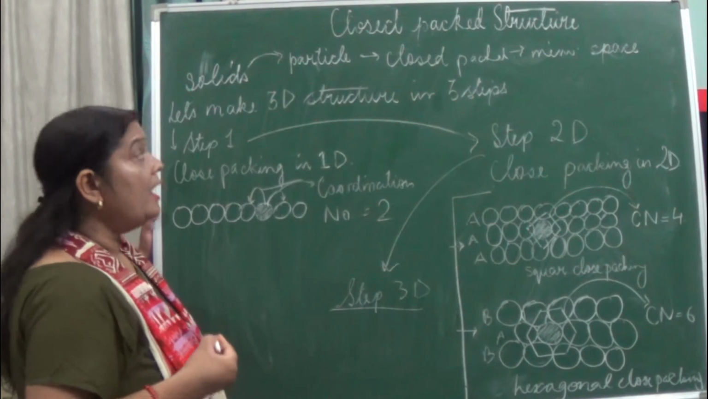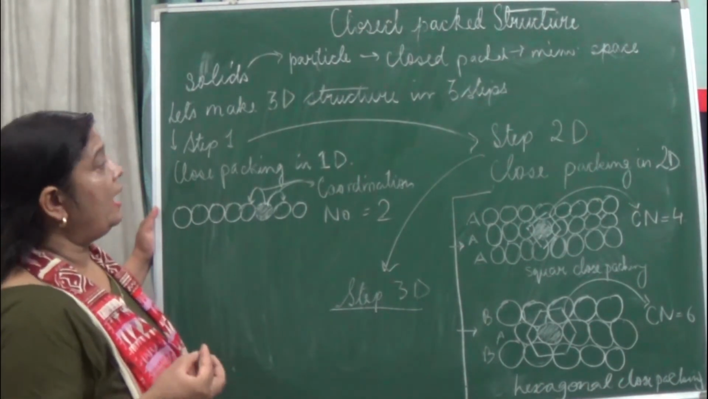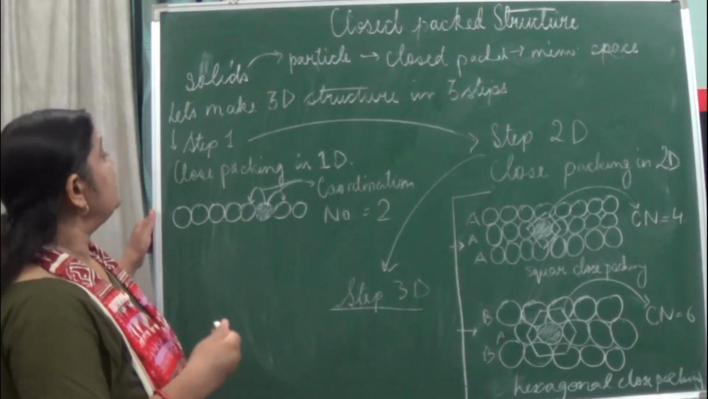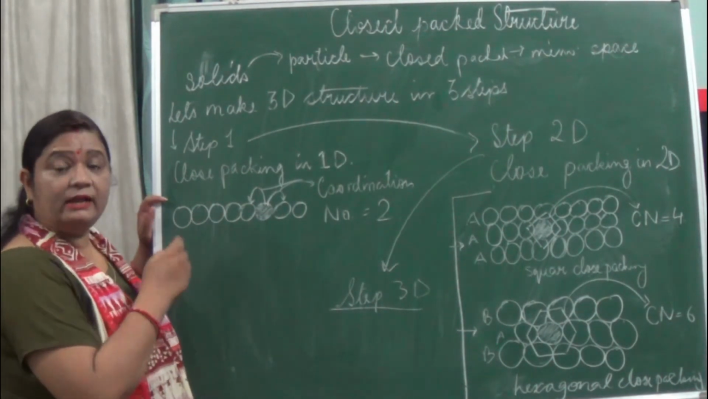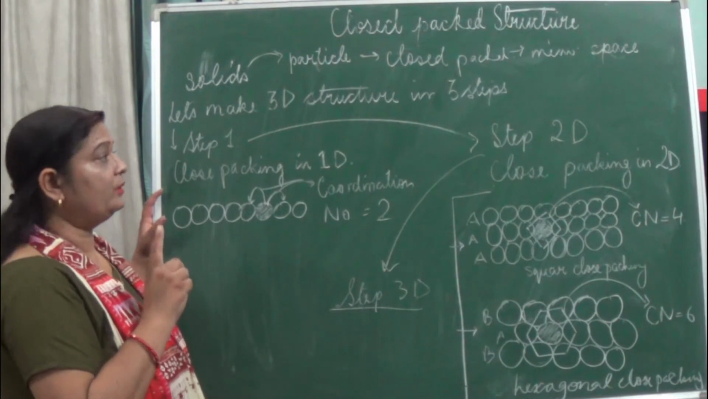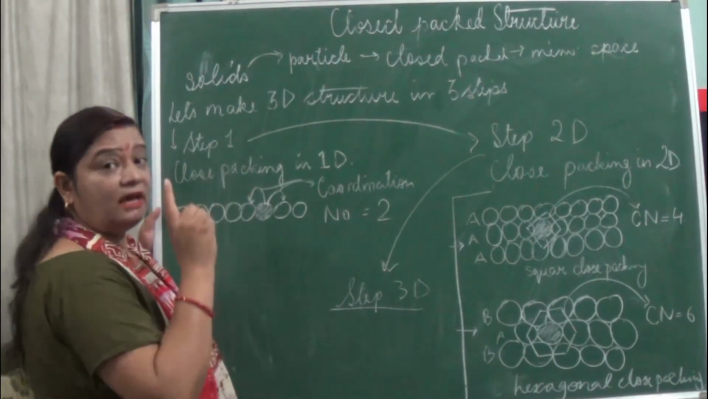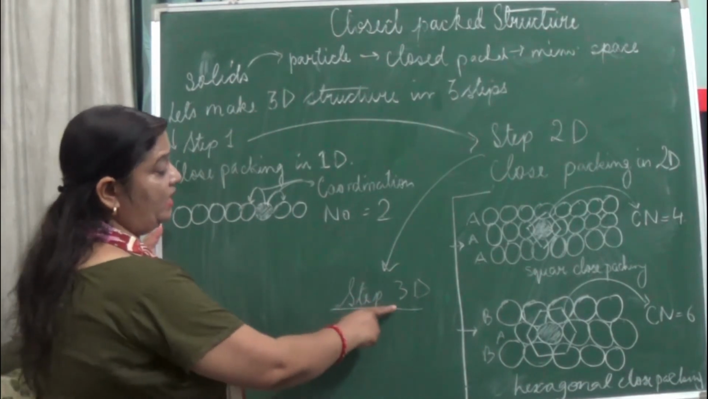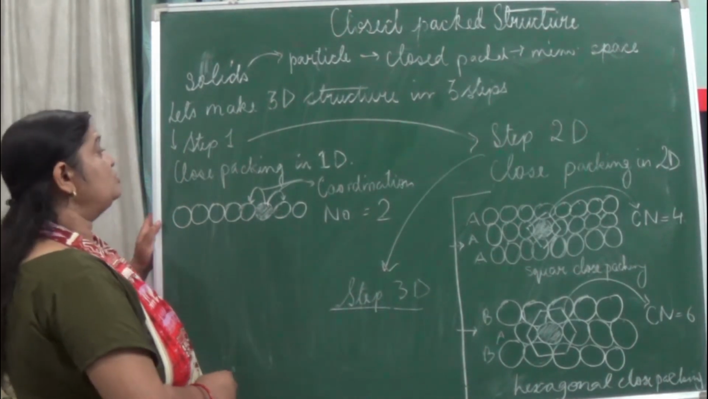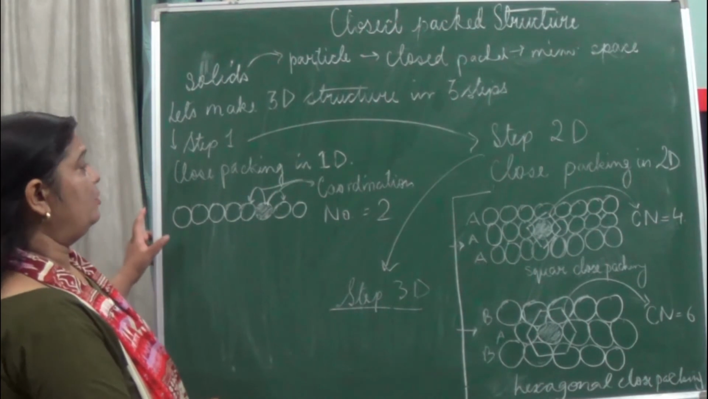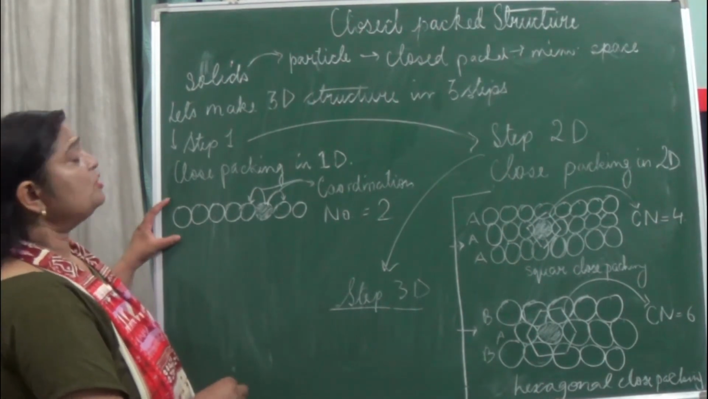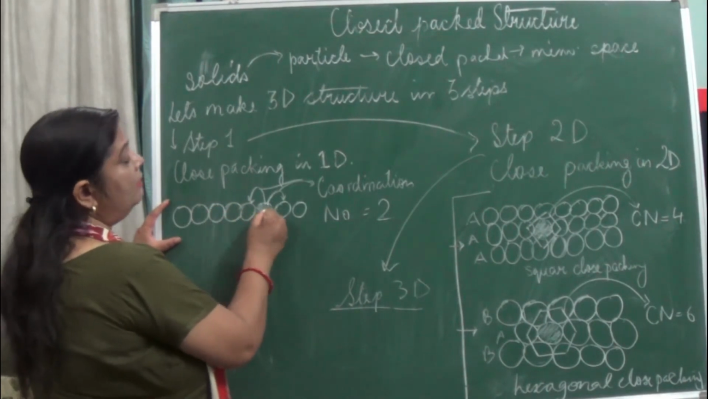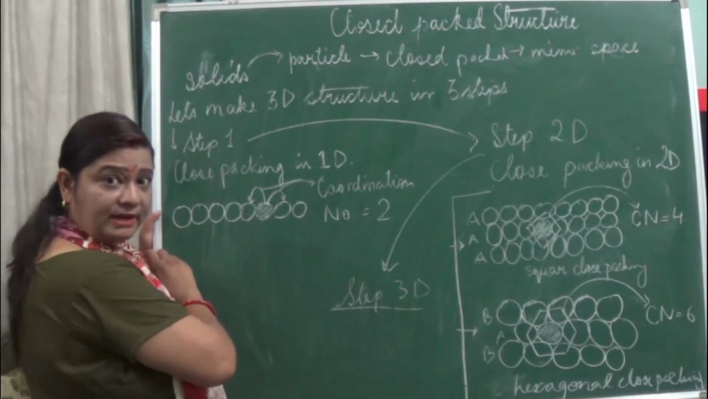this close packed structure is a 3D structure. So what happened? It will be formed in 3 steps. The first step is close packing in 1 dimension, second is in 2 dimensions, and the third is in 3 dimensions. So first, we are going to study close packing in one dimension. In this, the atoms are arranged in one plane, and this is the simplest one.